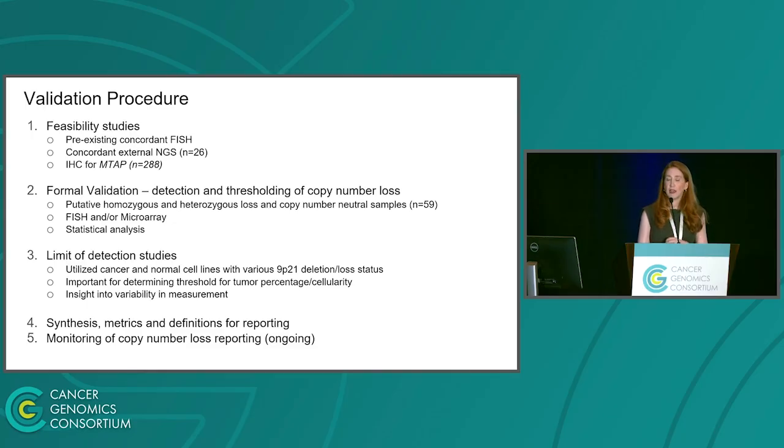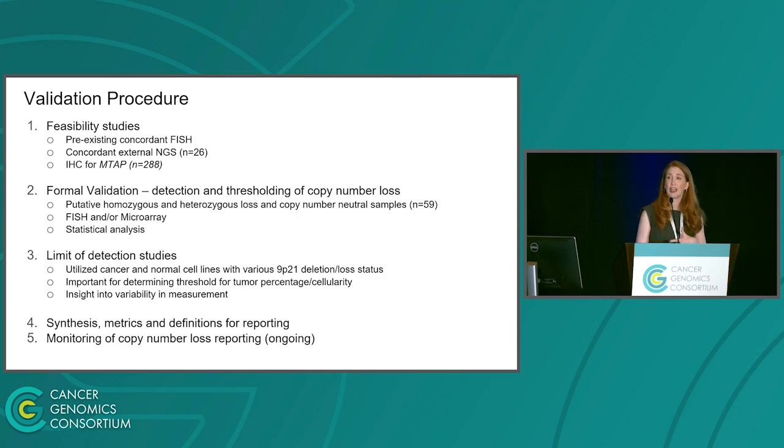After that, we embarked on limit of detection studies where we utilized cancer and normal cell lines with various deletion status. This was important for determining the threshold for tumor percentage and cellularity. This is very important in our cohort because we have many tumor samples that are below 40% tumor cellularity. And then we synthesized the metrics and came up with a definition for reporting. Something that's ongoing is we're monitoring copy number loss reporting.